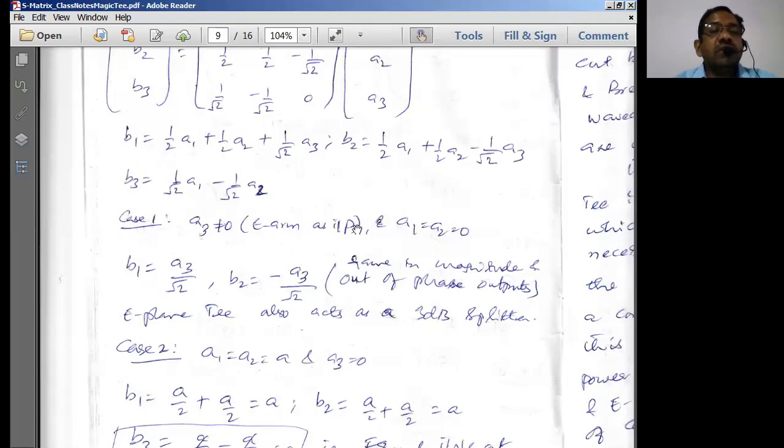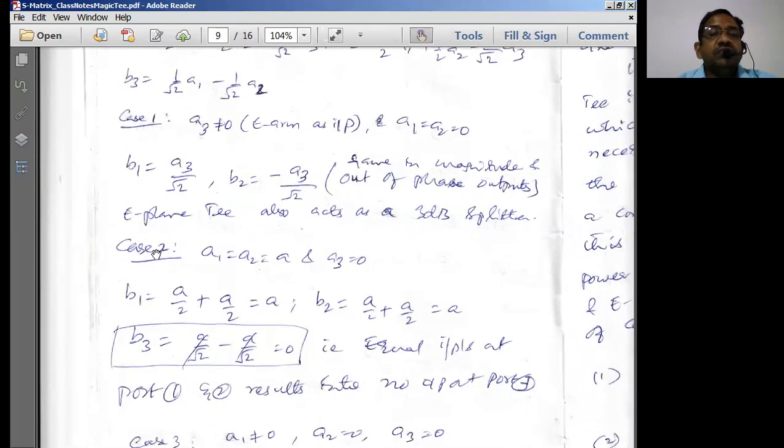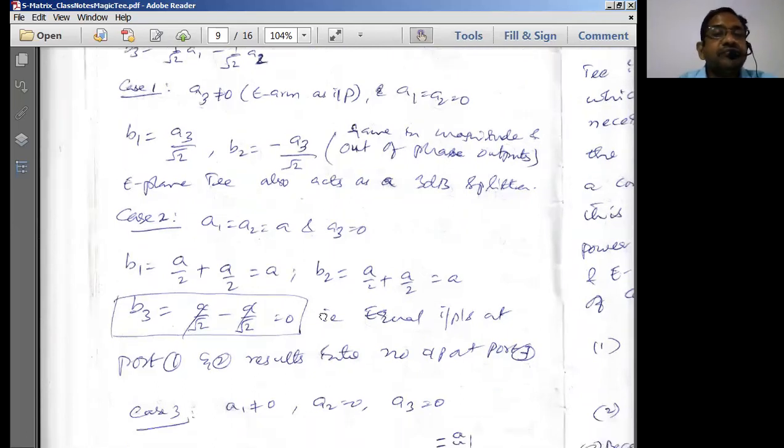So by substituting A1, A2 as 0 in these equations, what I can have now? B1 is equal to A3 by root 2, B2 is equal to minus A3 by root 2, and B3 is equal to 0. Same in magnitude, but out of phase outputs we are going to get. So outputs B1 and B2 are same in magnitude, but opposite in phase because of the negative sign. Therefore, the E plane T also acts as a 3 dB splitter for us.